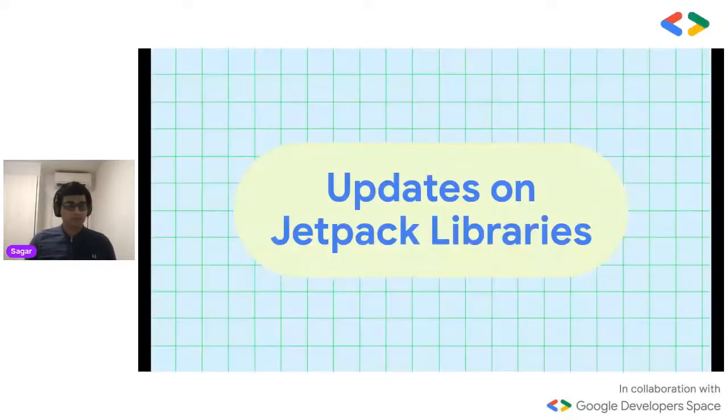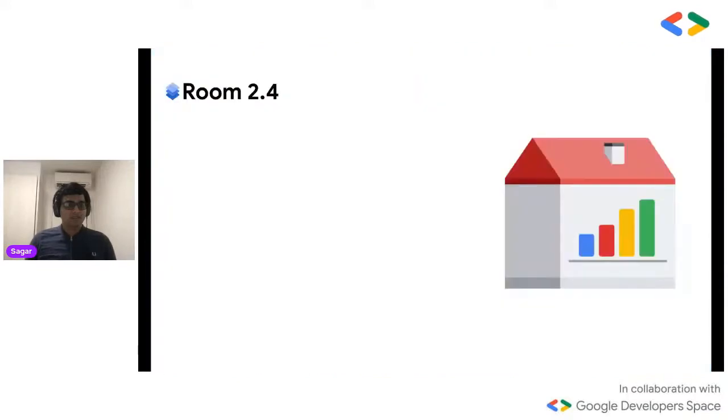With that, let's move on to quick updates on some of the Jetpack libraries that we had seen. Let's take a look at Room 2.4 and what it brings. So with Room 2.4, we introduce auto migration. Before this, you had to implement a manual migration class in which you would write and execute the SQL statements to migrate between versions of your database.